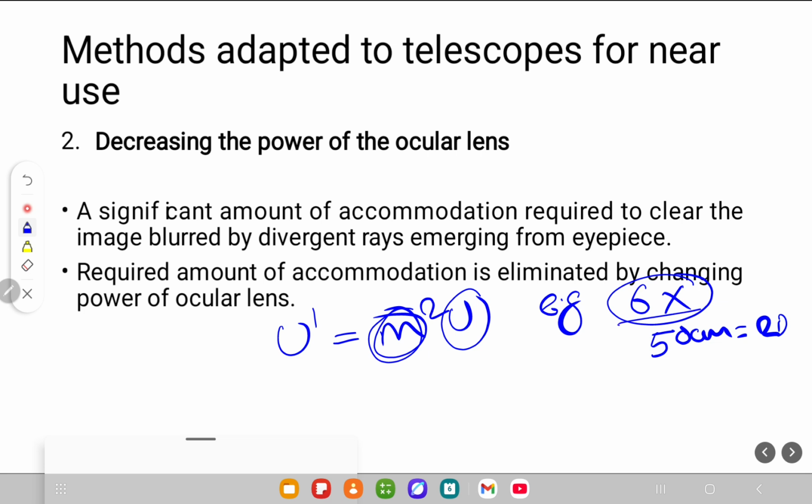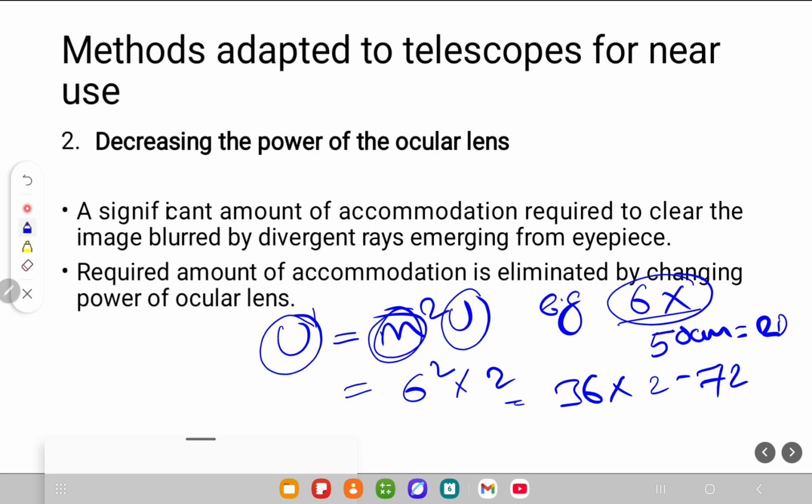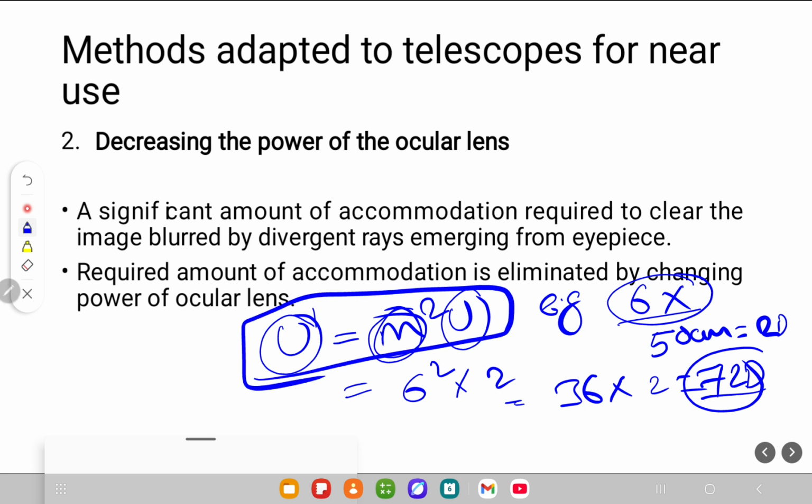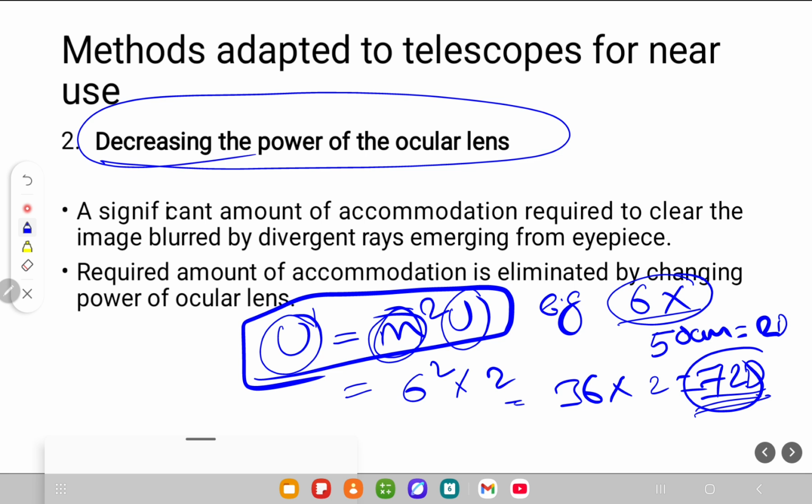The telescope magnification is 6 times. What will be the image vergence? 6 squared times 2: 36 times 2, 72 diopters of accommodation is needed. Is it possible? God knows. No, not at all. So it's quite difficult to force accommodation to see the near object. You remember this formula and you'll see it in the books too, but it's quite difficult to do. So this solution is not always viable. It's very difficult to apply this method clinically.